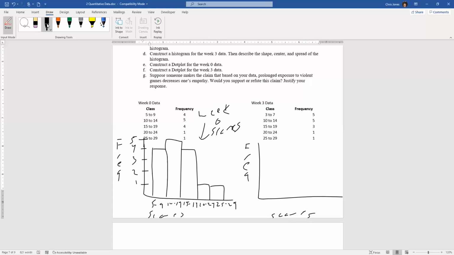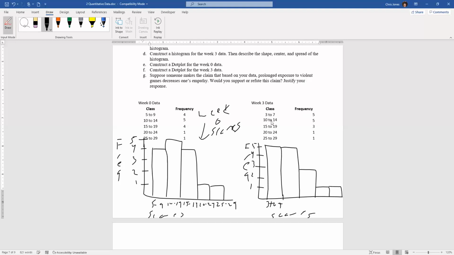And we're going to do the same thing on our second. So we have a 5 as our highest, so we're going to go up to 5 here. And then we have another 5, and then we have a 3, and then a 1, and then a 1. All right, so this is going to be our 3 to 7, and then we have a 10.